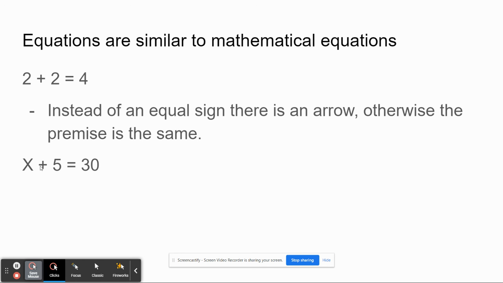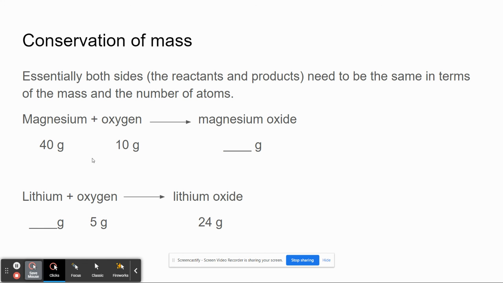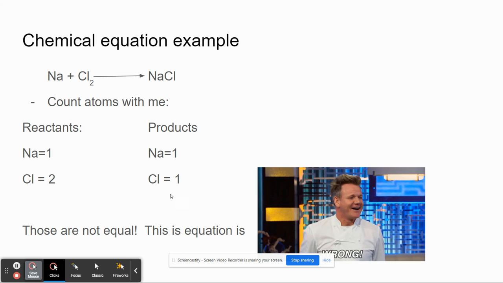So it's the same thing here. If I have x in math, if I have x plus 5 equals 30, well, both sides are already 30. We know that. We just have to know what x is. Well, if this side's 30, this side has 5 here already, that means x is 25. So both sides in a math equation are equal to each other. It's the same thing with a chemical reaction. Both sides of the reaction are the same, but instead of an equal sign, it's an arrow.